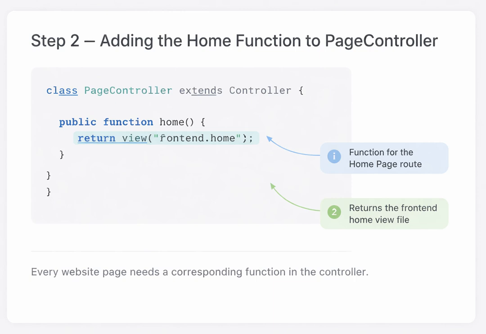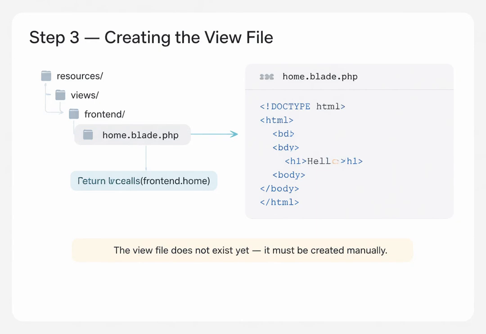The instructor points out that every page on the website, whether it is the home page, the about page, or any other, will have its own corresponding function inside this controller. This is the standard MVC pattern in Laravel. After writing the controller function, the instructor immediately points out a problem. The view file does not exist yet. When the controller says return view frontend.home, Laravel goes looking for a file called home.blade.php inside a frontend folder within the resources/views directory. If that file's not there, the application will throw an error.